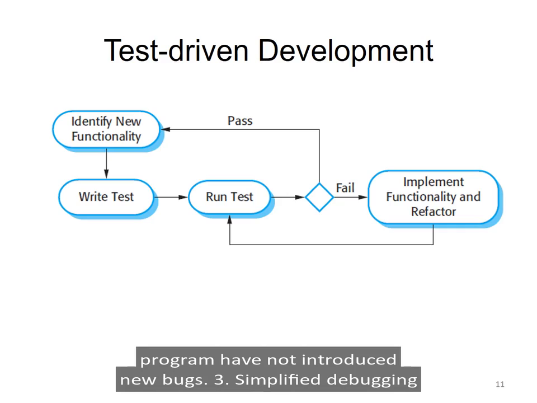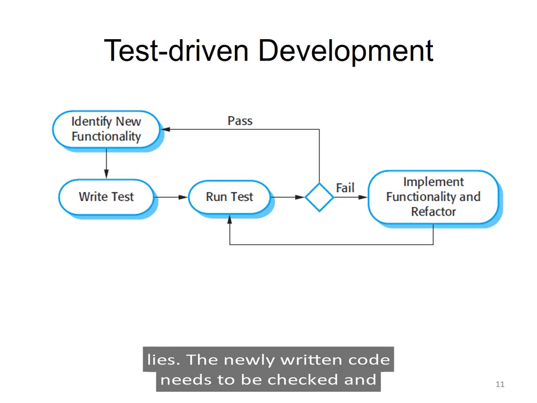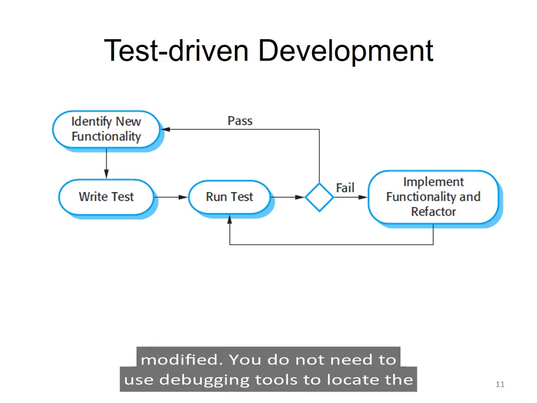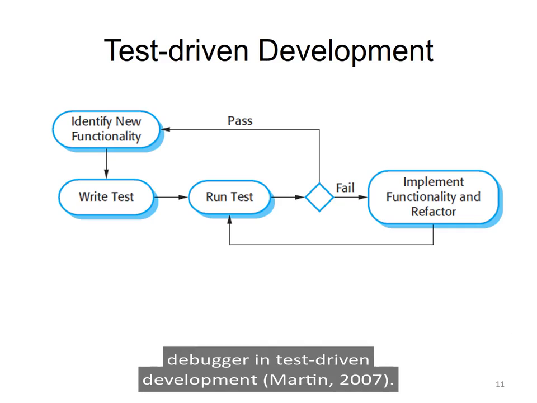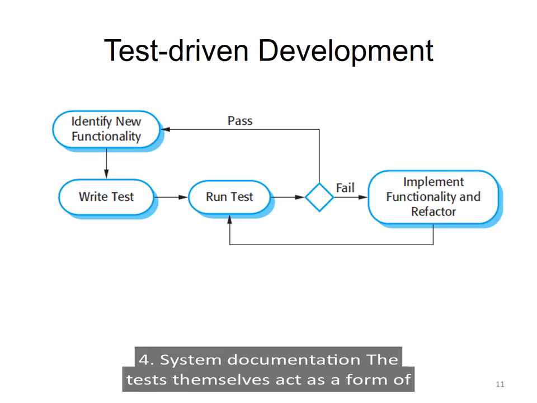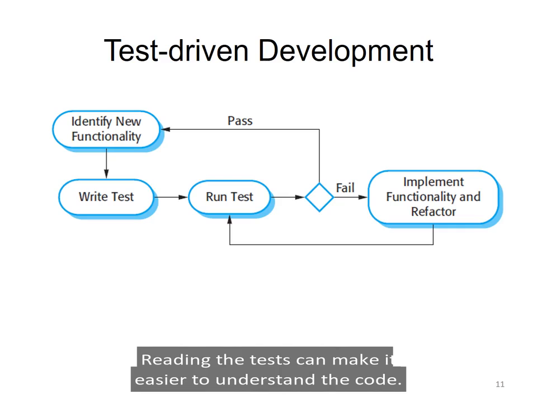Number 3. Simplified debugging. When a test fails, it should be obvious where the problem lies. The newly written code needs to be checked and modified. You do not need to use debugging tools to locate the problem. Reports of the use of test-driven development suggest that it is hardly ever necessary to use an automated debugger in test-driven development. Number 4. System documentation. The tests themselves act as a form of documentation that describes what the code should be doing. Reading the tests can make it easier to understand the code.